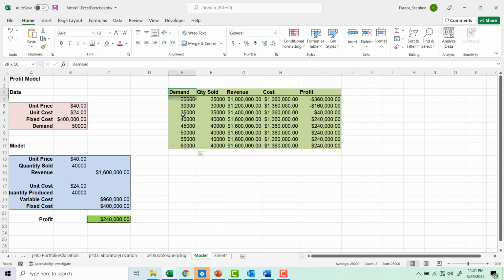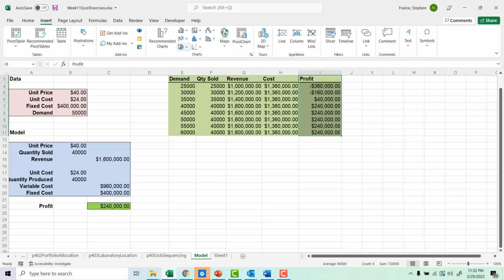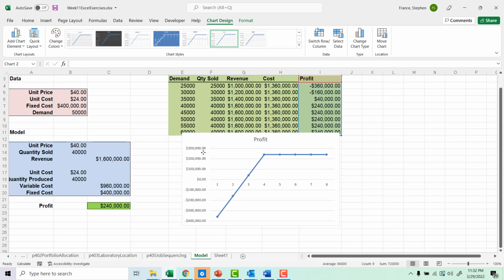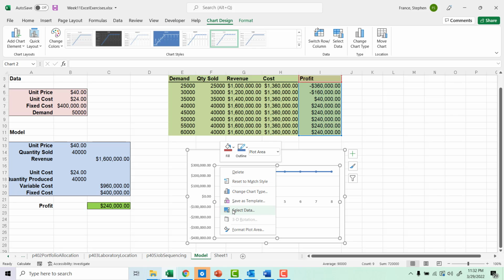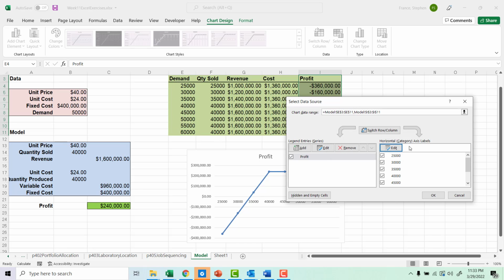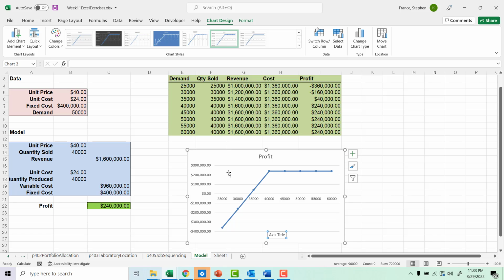And just to give you, there was a chart in the book which had demand versus profit. And in fact, I'm just going to select profit first and then insert a line graph. So we can see the profit, and then I'm going to right click, select data, and put the horizontal axis as demand. Click OK. Okay, we've got profit, and then we have our demand horizontal axis.